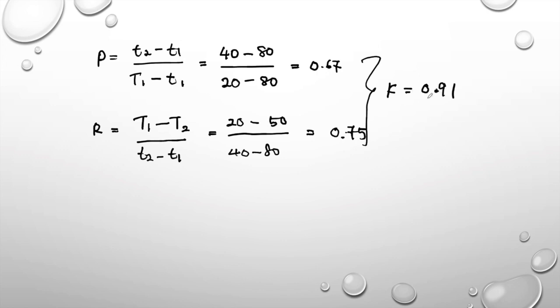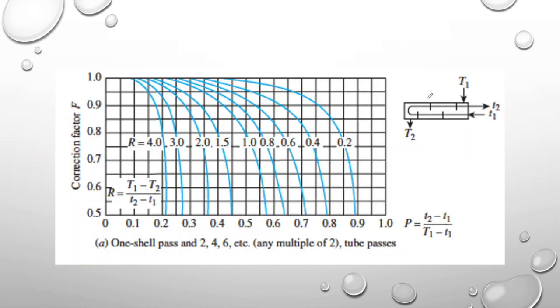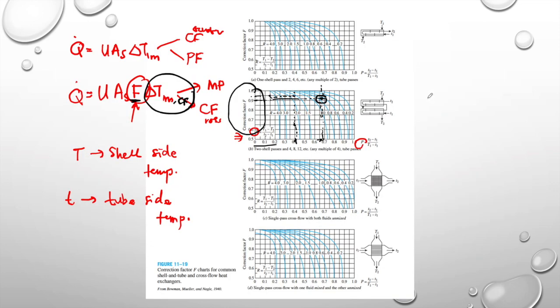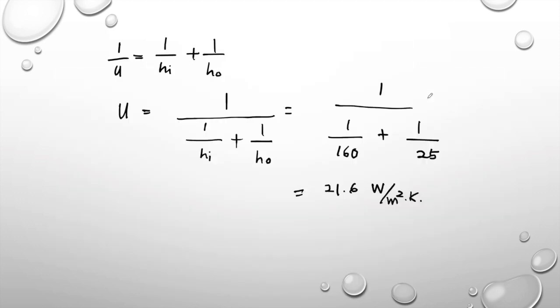Again, refer to the right chart: 2 shell passes and 4 tube passes. Do not refer to 1 shell pass, refer to 2 shell passes. So 0.91. Now we have all the information to determine the Q dot before fouling.